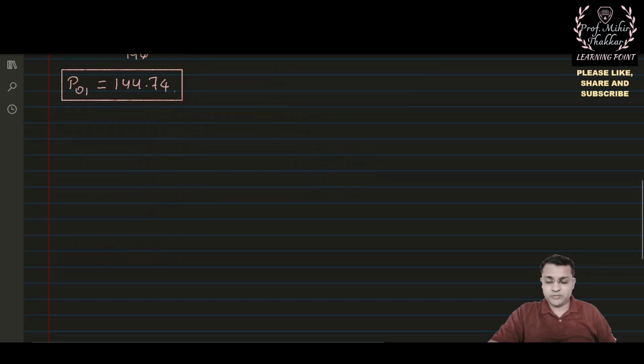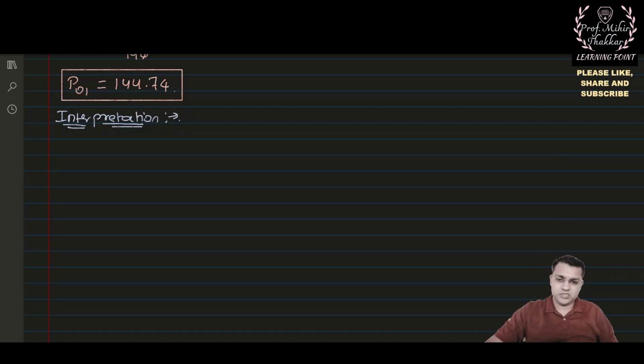Now the interpretation for this: what exactly is the meaning of P01 equal to 144.74? So let us write the interpretation. Actually, this interpretation part is just for our understanding. They might not be asking you in the exams, but you should know what exactly you are working on. Why are you calculating the index number? What is the meaning of the value of the price index number as 144.74? So what exactly does it mean?